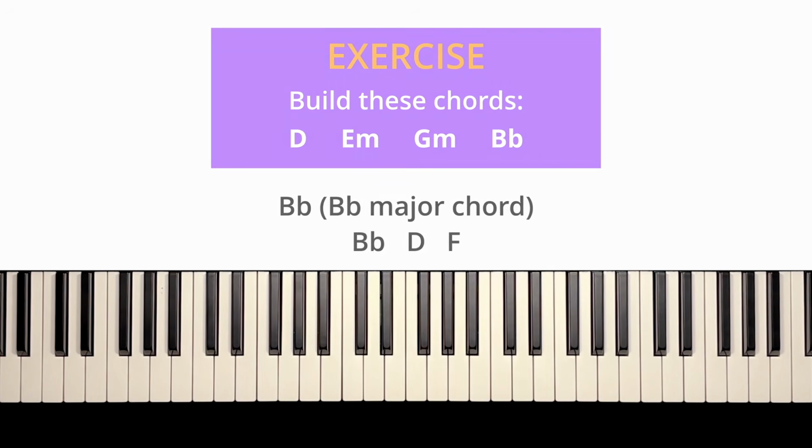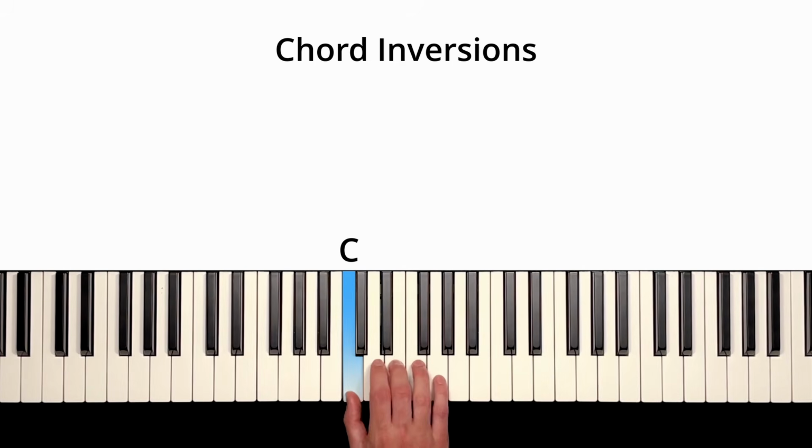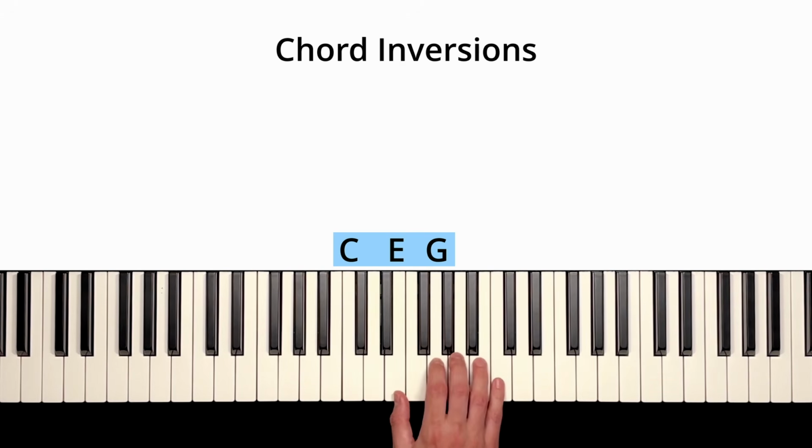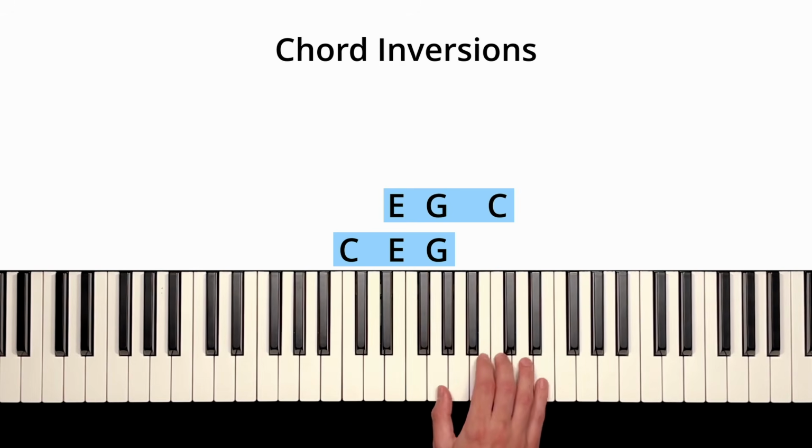Before we close this chapter, there's one more thing I want to mention. In reality, you will often come across chord inversions. That simply means that the notes of the chord have been put in a different order. For example, we learned that a C major chord contains C, E, and G. Now, we can rearrange these notes so that our chord begins with E or with G.